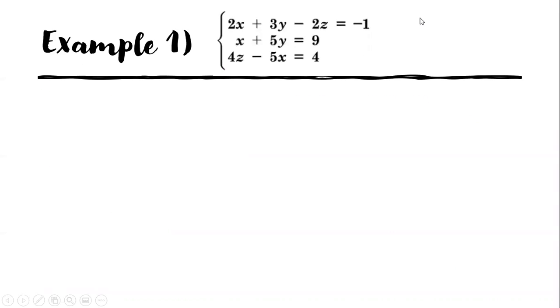So our first example that we're going to do with substitution is here. So we have 2x plus 3y minus 2z equals -1, we have x plus 5y equals 9, and we have 4z minus 5x equals 4. Okay. So step 1 is making sure it's in standard form, and we're going to number. So equation 1, equation 2, equation 3.